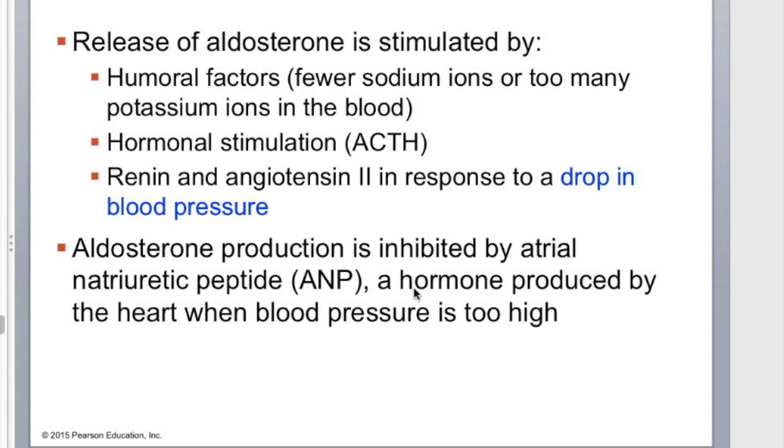You've got hormonal stimulation, or ACTH, and you've got renin and angiotensin 2 that are secreted in regard to a drop in blood pressure. It is inhibited by atrial natriuretic peptide, ANP. Tough word, not going to worry about it. ANP is produced by the heart when your blood pressure is too high. One of the reasons why you don't want your blood pressure too high for too long of a period of time, because it inhibits aldosterone production, which in turn throws off the electrolytes within the body and the blood.